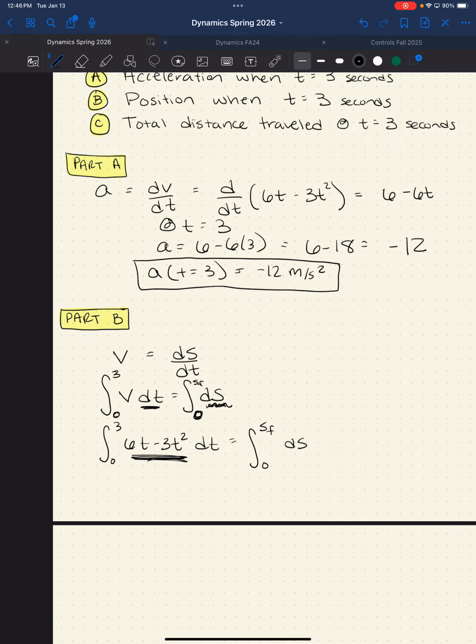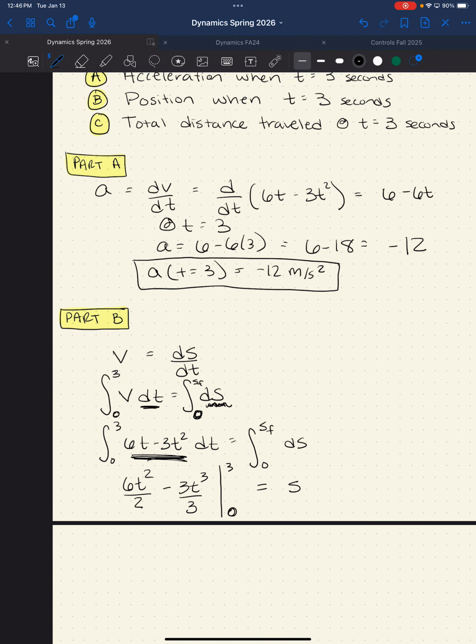I'm hearing lots of muttering. It's all probably correct, so I'll go ahead and do it. 6t squared over 2, right? So I raise the exponent by 1, divide by that new exponent, minus 3t cubed over 3, and then I need to evaluate from 0 to 3. On the right-hand side, what is the integral of 1 ds? Just s, yep. And I will evaluate that from 0 to S_f.